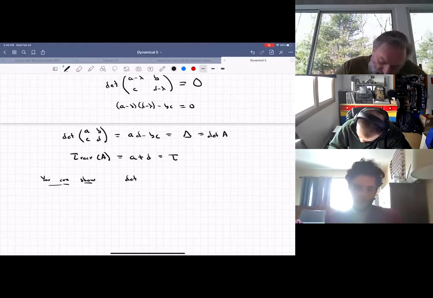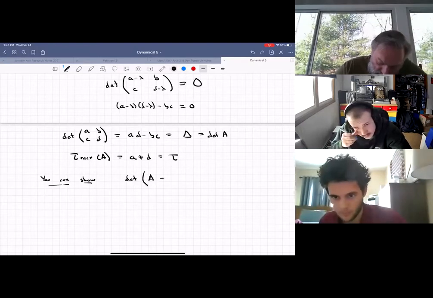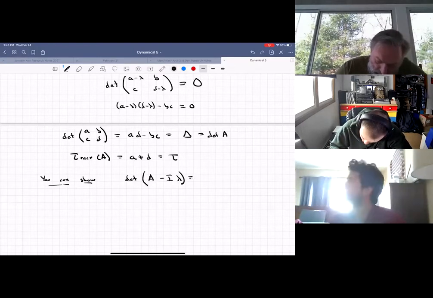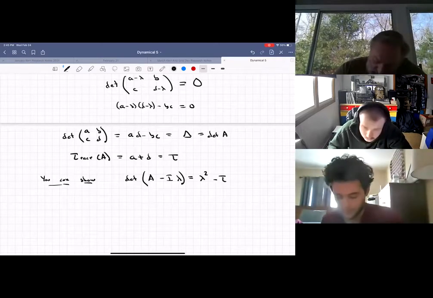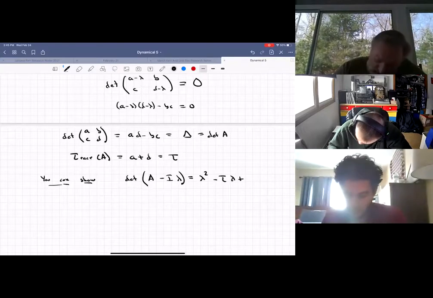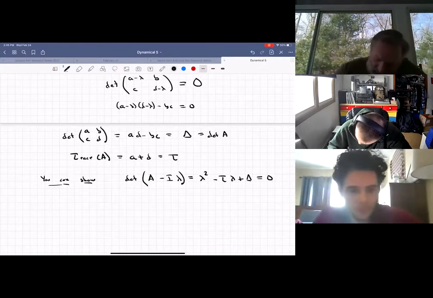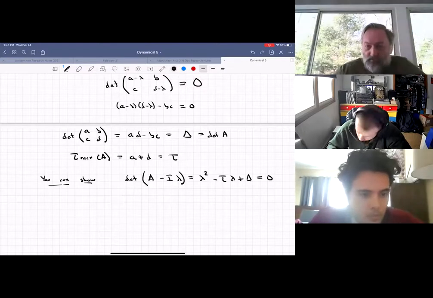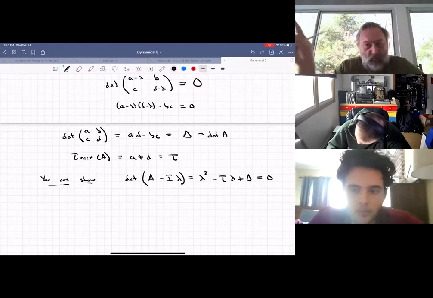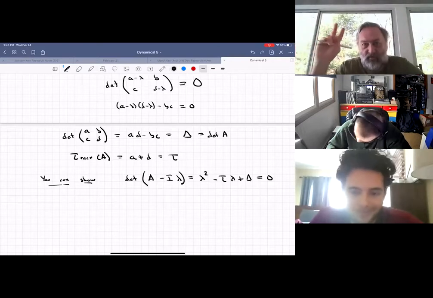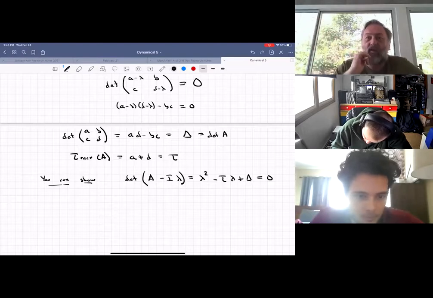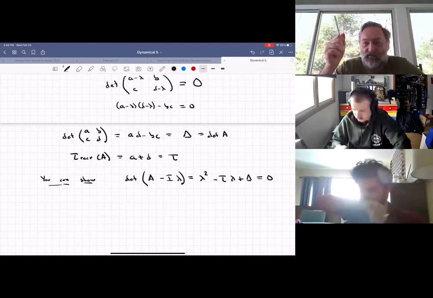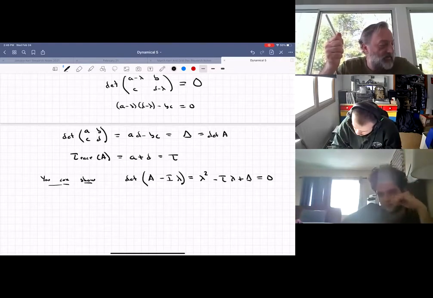You can show that the determinant of A minus I lambda turns out to be lambda squared minus the trace times lambda plus the determinant of A. So this works in 2 by 2. This does not work in 3 by 3. So for a 2 by 2 matrix, the determinant of A minus I lambda works out to be lambda squared minus the trace times lambda plus the determinant, equal to 0.